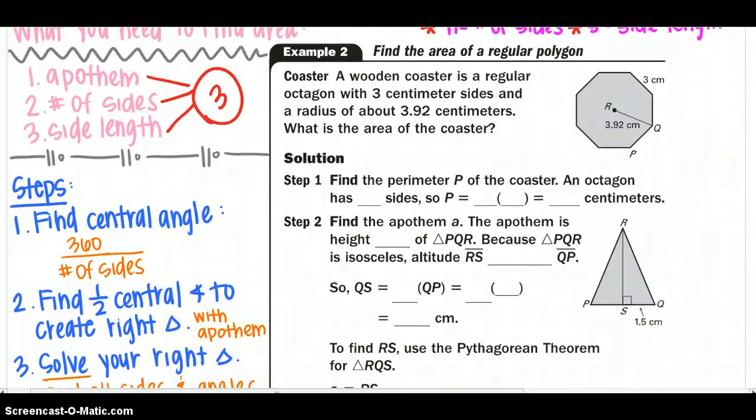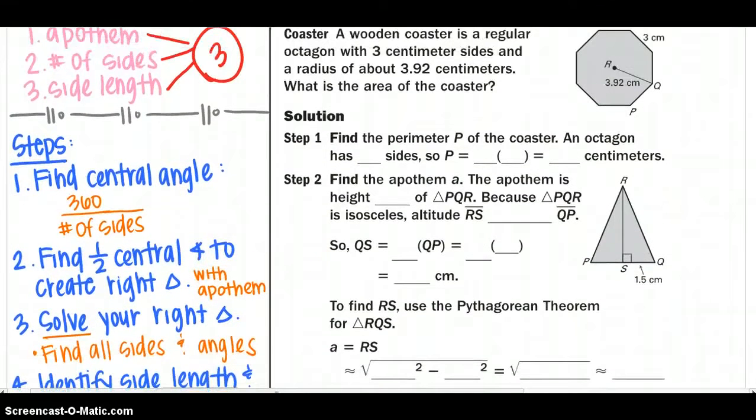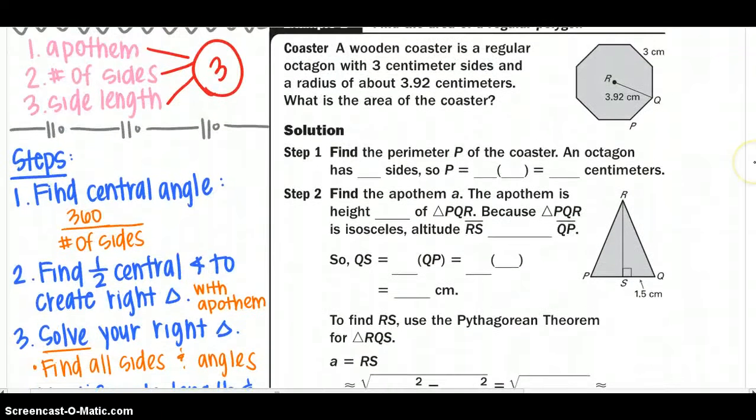I have also made up steps for myself that I thought would help. We'll go through those after we get through our example. So we have our coaster. A wooden coaster is a regular octagon with 3 centimeter sides and the radius of about 3.92 centimeters. What's the area of the coaster?